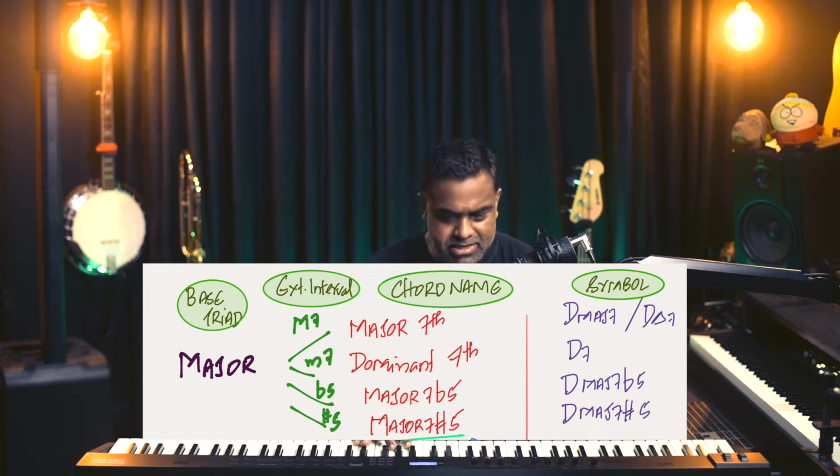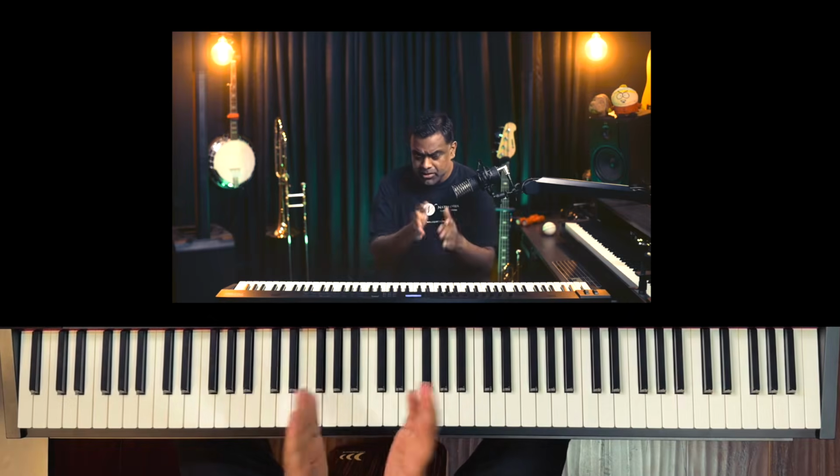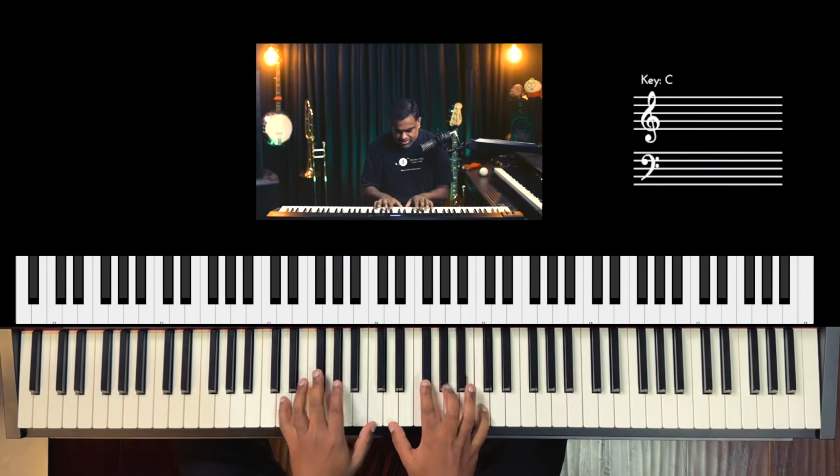Or D Maj 7 sharp 5, you can do it like that. And then if you do the dominant 7s with the altered 5s, you can do D7 flat 5, D7 sharp 5. And remember what I said, whenever you have a sharp 5, you can also refer to it as augmented.